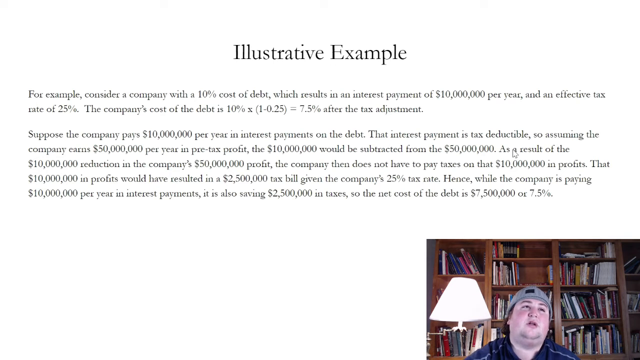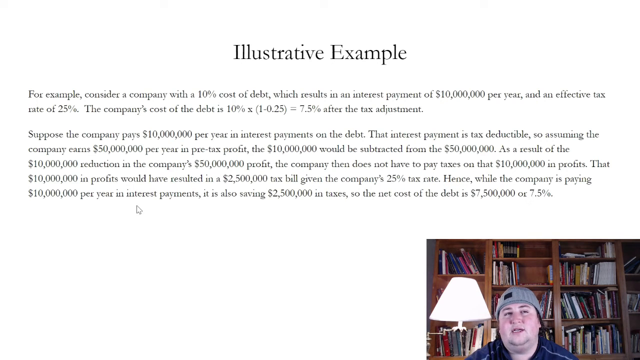So now they've got $40 million in profits. Okay. Well, as a result of the $10 million deduction in the company's $50 million profit, the company then does not have to pay taxes on that $10 million in profits. And so that $10 million in profits would have resulted in a $2.5 million tax bill, given the effective tax rate of 25%. Hence, while the company is paying $10 million per year in interest payments, it is also saving $2.5 million per year in taxes. So the net cost of the debt is $7.5 million, or 7.5%. So does that make sense?